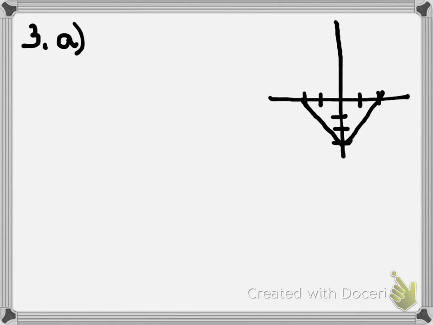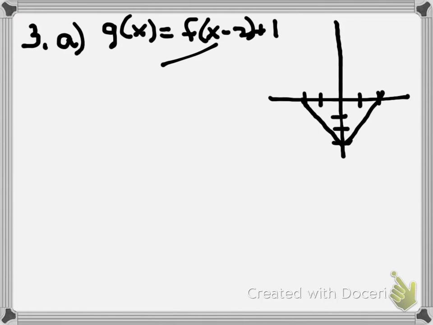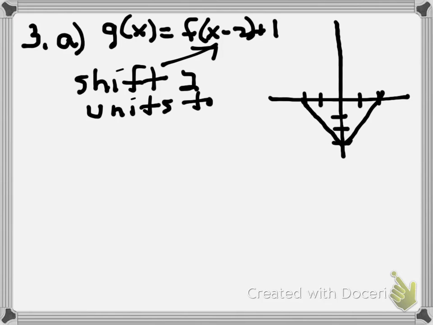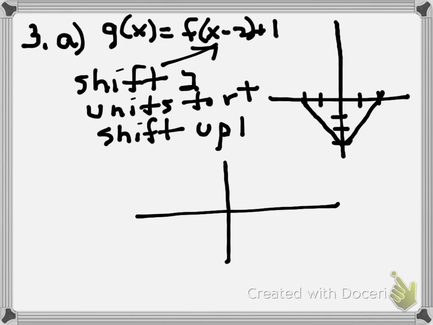3a is to graph g of x is equal to the f function, f of x minus 2 plus 1. So it's saying to take and shift this graph 2 units to the right and shift it up 1 unit. So we're going to take this graph and we're going to move it over 2 units to the right.